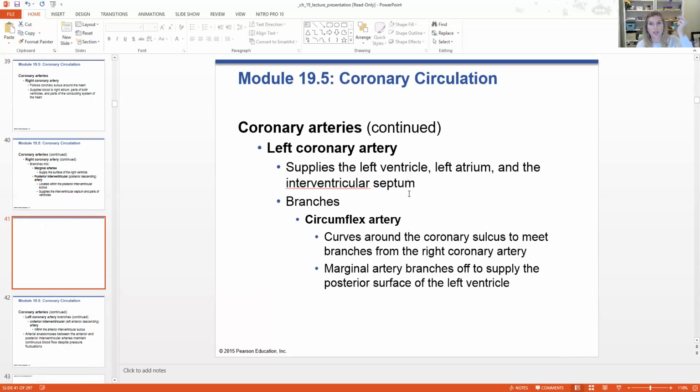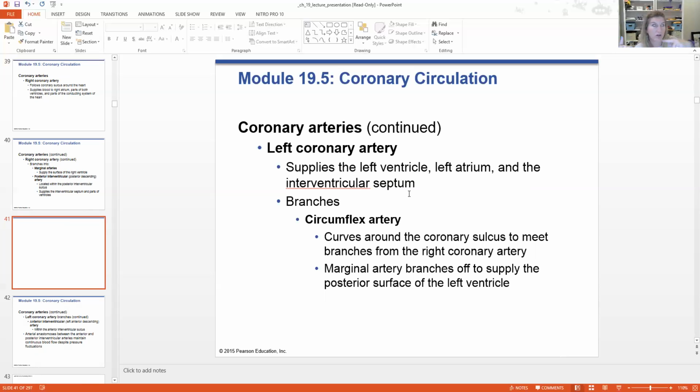So the coronary artery leaves the aorta, which we'll talk about in a minute, and branches into right and left. The left coronary artery supplies the left ventricle, left atrium, and the interventricular septum. So there's a branch of it called the circumflex artery. This goes all the way around the coronary sulcus to meet the branches from the right coronary artery. So it wraps around the other side of the heart, kind of going towards the left.